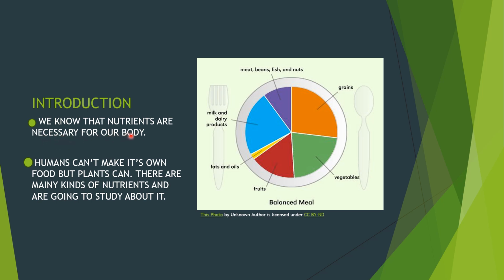Introduction. We know that nutrients are necessary for our body. Humans can't make their own food, but plants can. There are many kinds of nutrients and we are going to study about them.